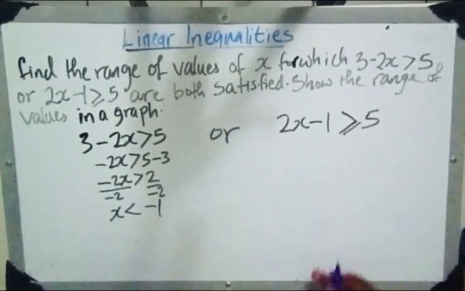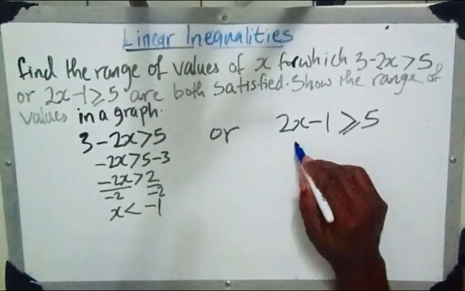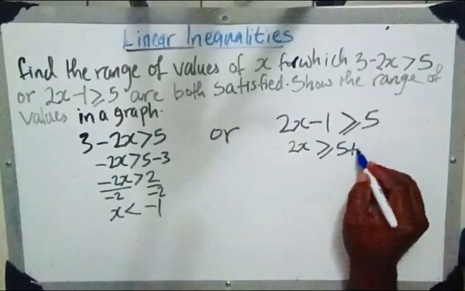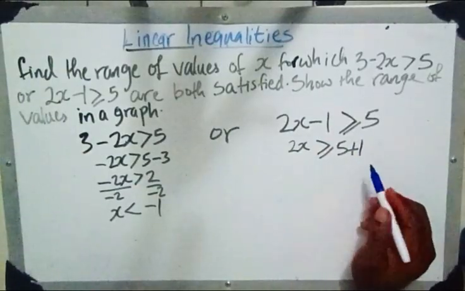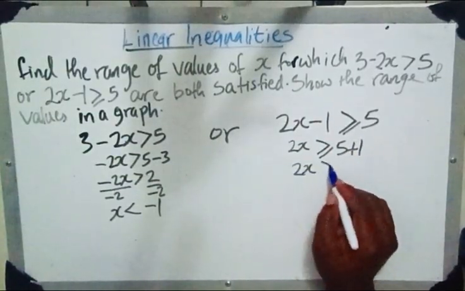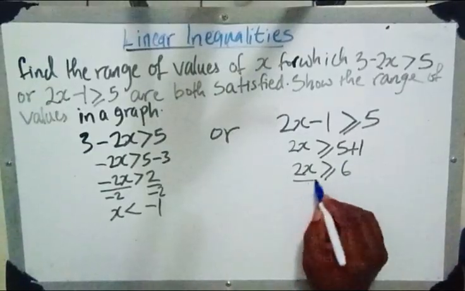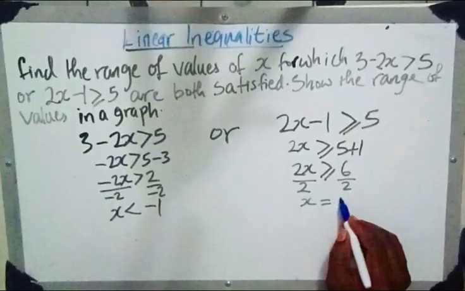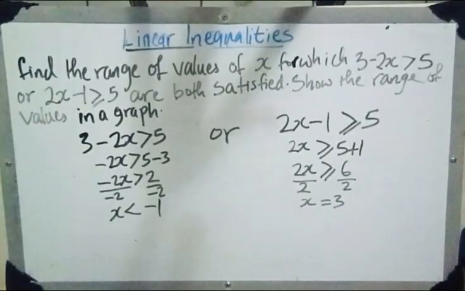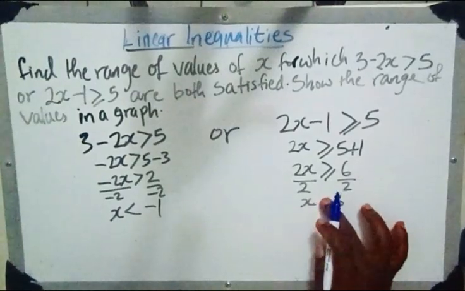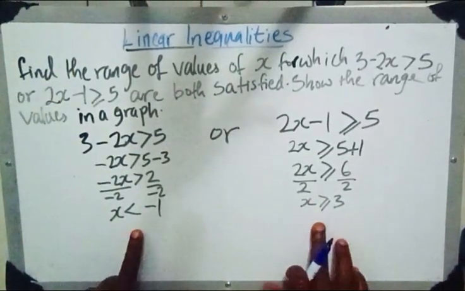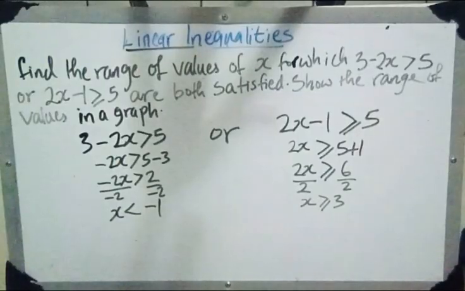So we have that. Now go over to the other one. Here you have 2x greater than or equal to 5 plus 1, because minus 1 goes over. Now that becomes 2x greater than or equal to 6. If you divide both sides by 2, you have x greater than or equal to 3. So how would you show those range of values that satisfies these inequalities?